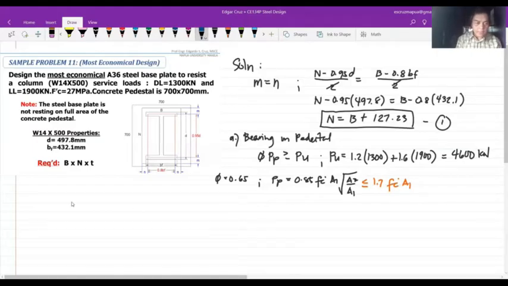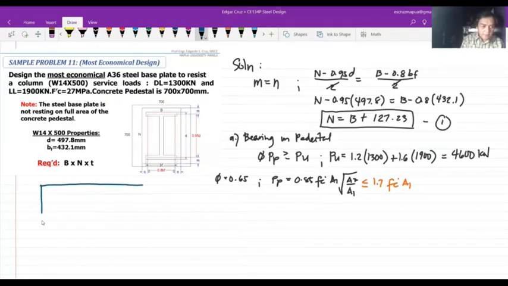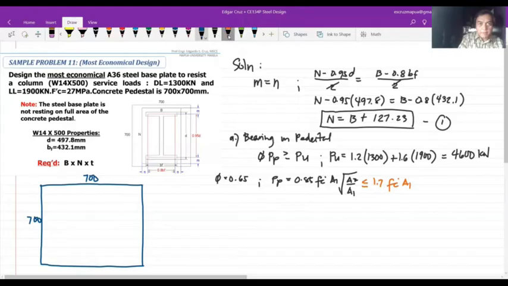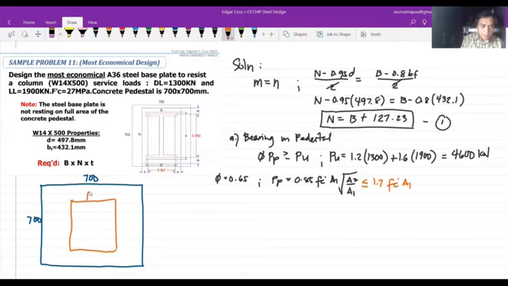Now, let's look at the given. The pedestal is square. Let's say you have this square pedestal, which is 700 by 700. Then we have the base plate, which is a rectangle, so let's say B by N. This is the base plate, this is B, the unknown, and this is N. So our A1 from here is equal to B times N.